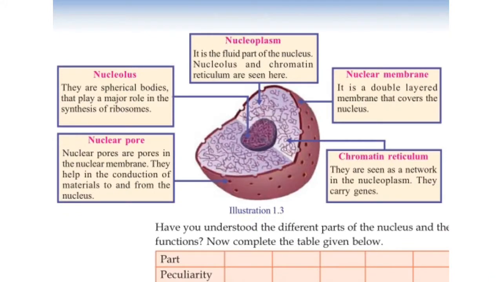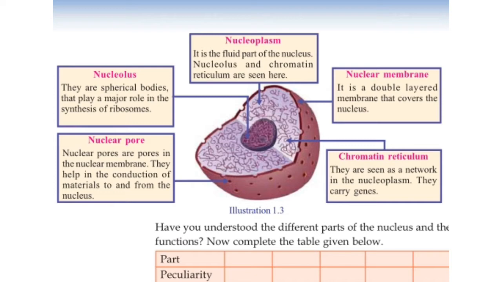Dear students, when we observe the structure of the nucleus closely, you can see different parts. We already discussed the nuclear membrane, chromatin reticulum, nucleoplasm, nucleolus and nuclear pore. These are the important parts of a nucleus. The nuclear membrane is a double-layered membrane that covers the nucleus. You can observe this structure very closely here. The second portion is the nucleoplasm.